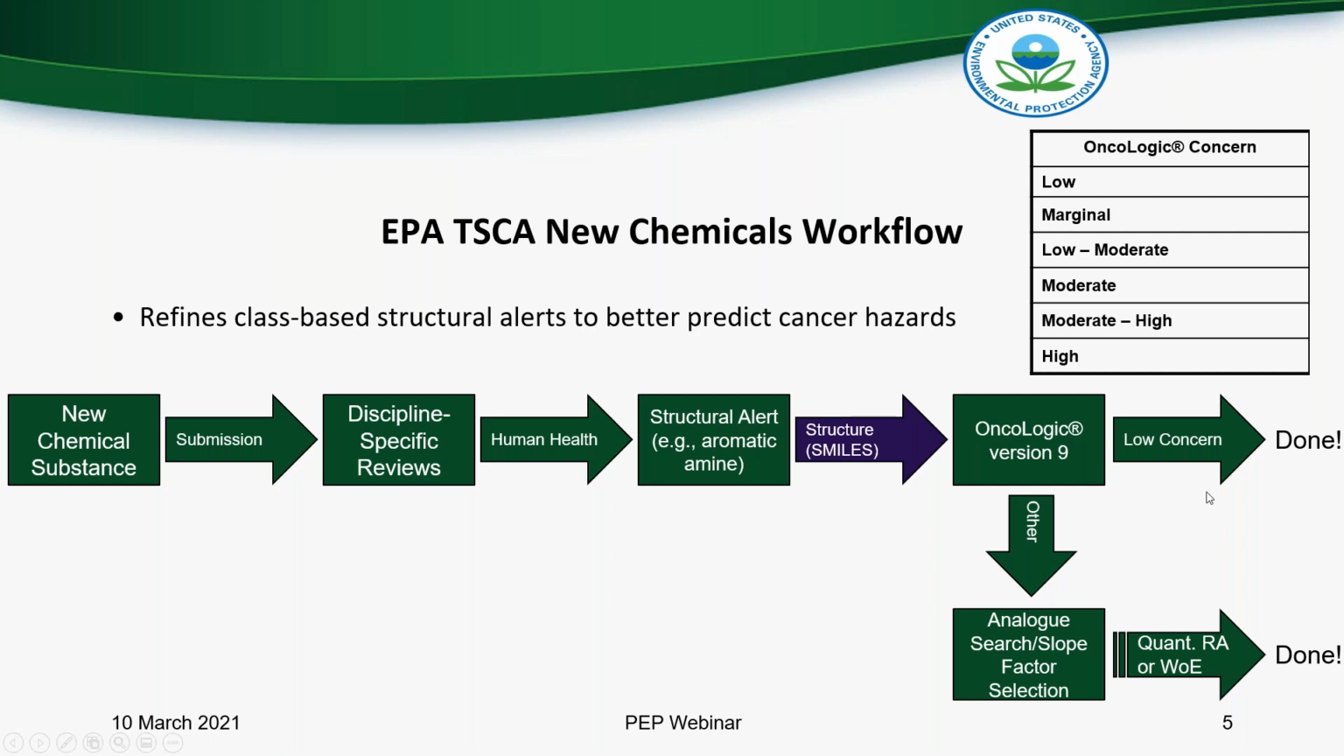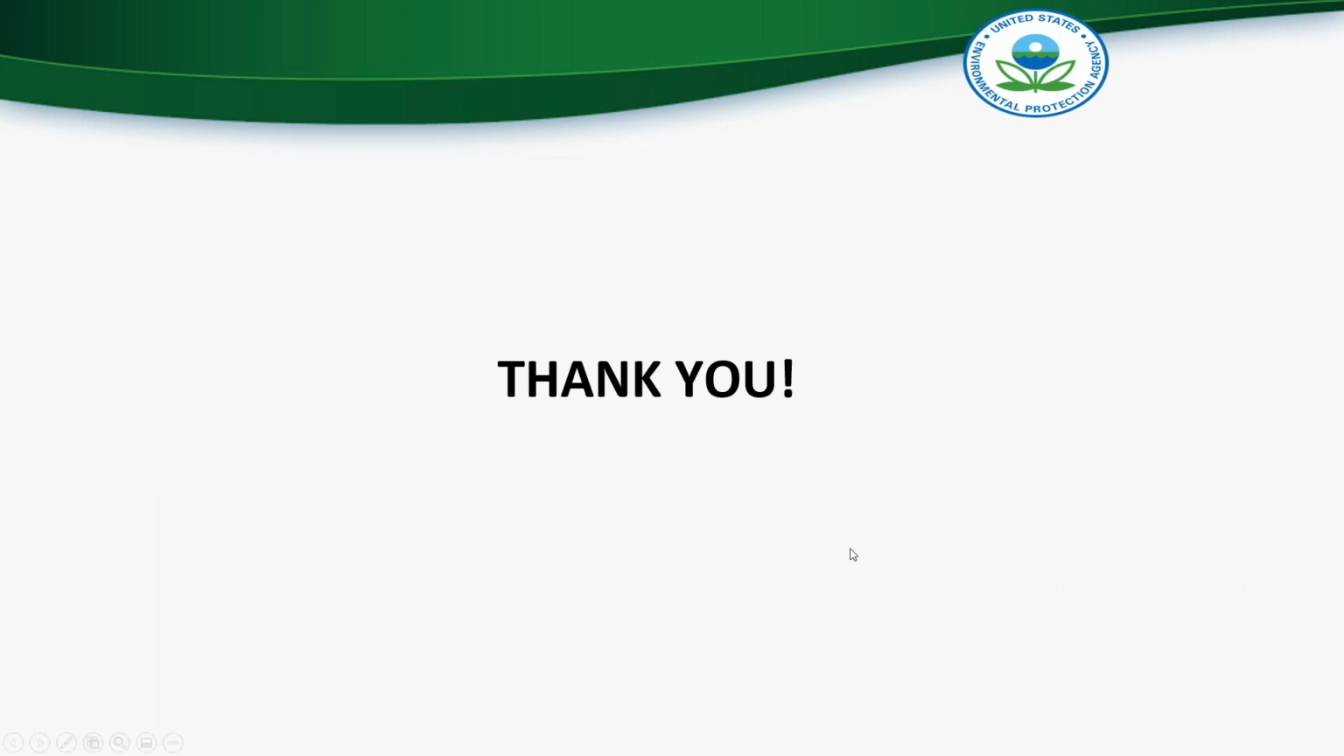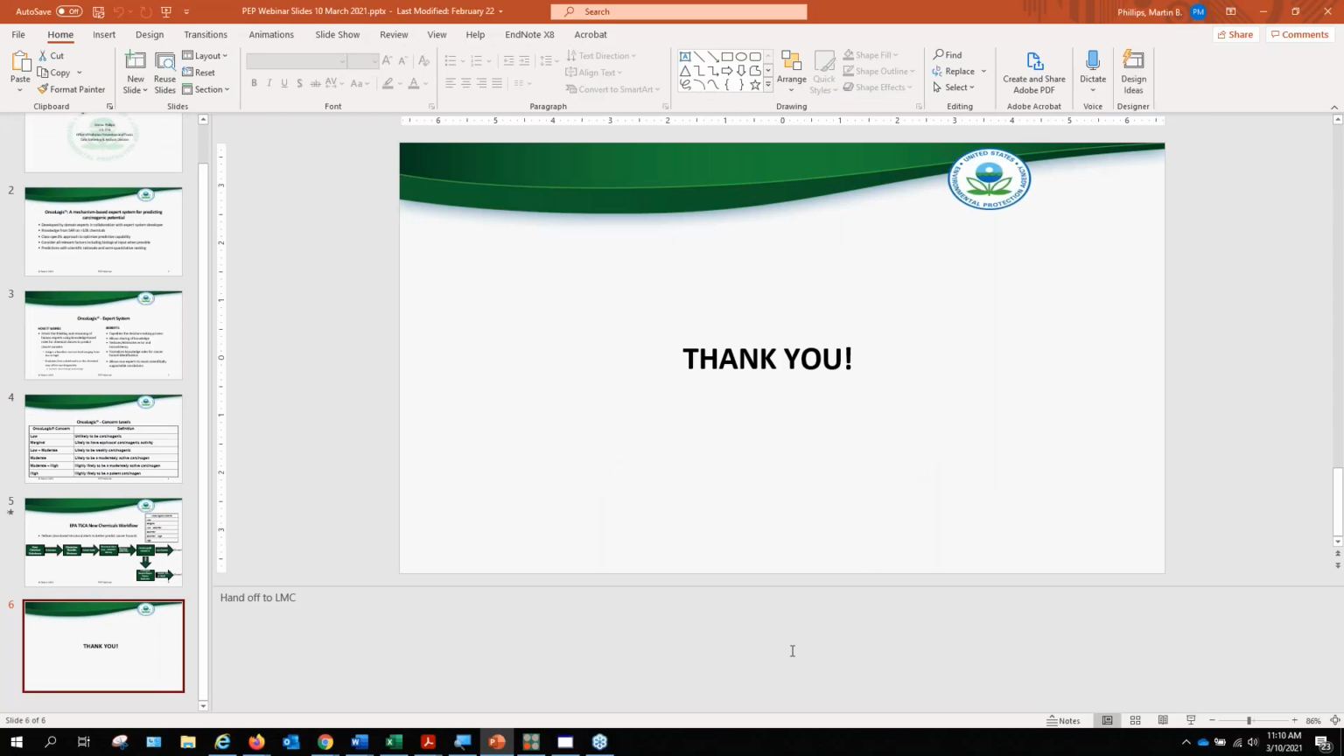Previous to this, we would identify hazards for broad chemical classes, and this is a refinement of that by using, again, information on over 10,000 compounds and structure activity relationships, expert judgment, to try and refine those broad-based structural alerts. So at this point, I'm going to do a demonstration of the OncoLogic system.